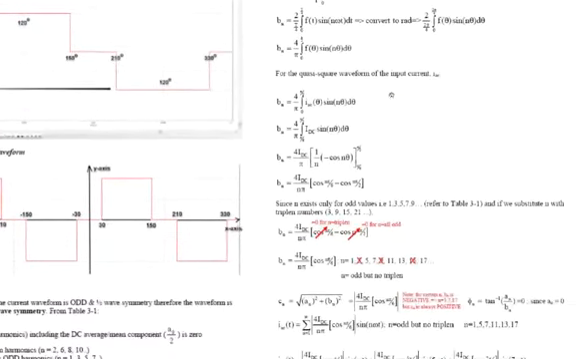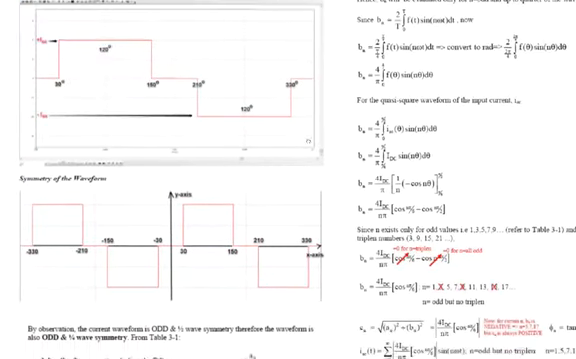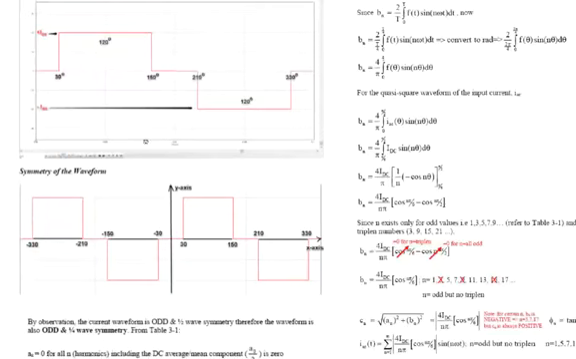For the quasi-square waveform of the input current IAC, Bn becomes 4 over pi, this is a general equation again, 0 to pi over 2 IAC theta sine n theta d theta. And now we look at the equations, look at the waveform. This is your waveform. You only actually integrate from 30 degree to pi over 2 because it's a quasi-square waveform. We only evaluate up to pi over 2.